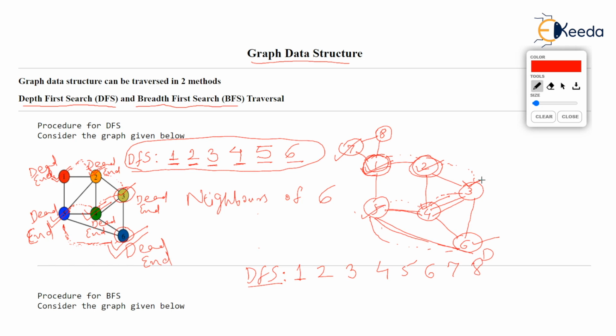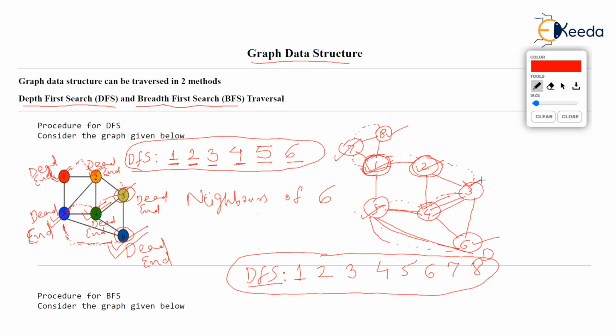8 is marked. But now 8 is easily a dead end. All neighbors of 8 are visited. So you will be back at 7. 7 is a dead end. All neighbors of 7 are done. And you will be back at 1, backtrack at 1. But 1 finally is a dead end, and the process started at 1. So DFS ends. This is the DFS traversal of the given graph.